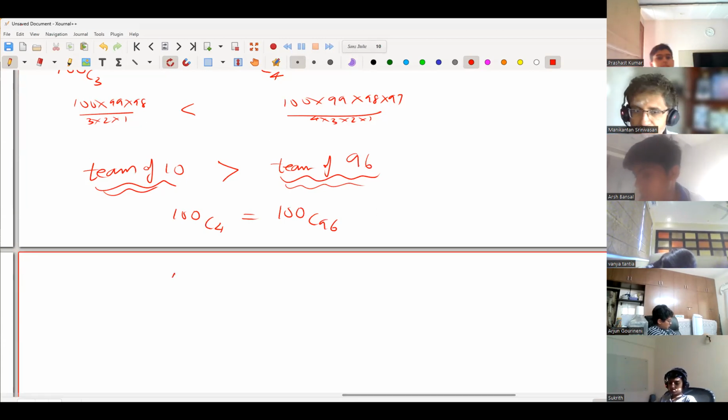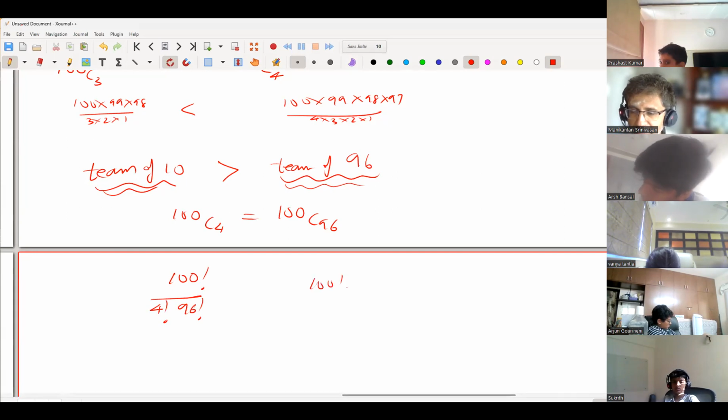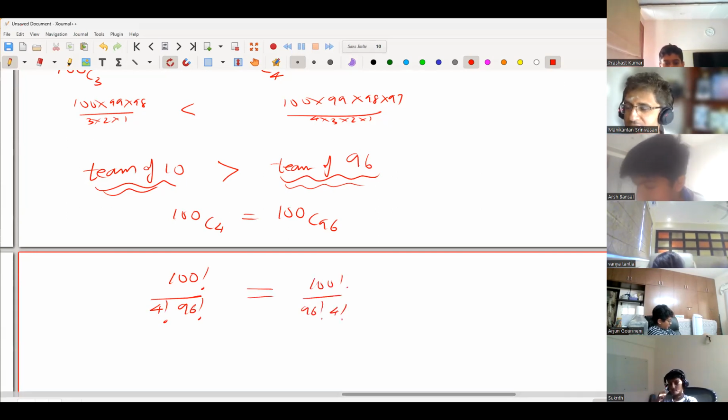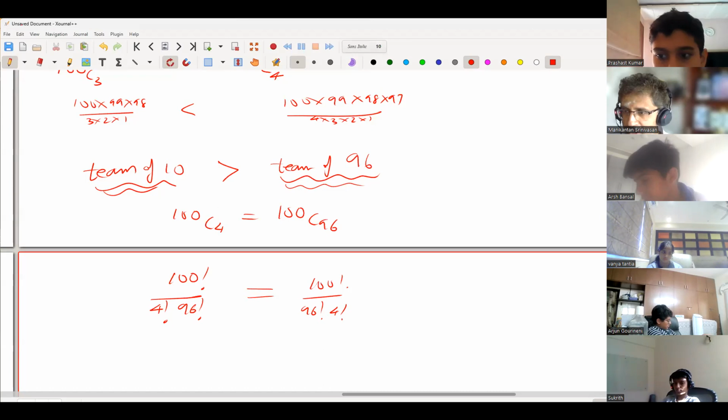And the formula also says the same, right? This would be 100 factorial by 4 factorial times 96 factorial. This would be 100 factorial by 96 factorial times 4 factorial. Which logically also makes sense. They are the same. Is everyone with me so far on this? Arsh, are you with me? Okay. All right.